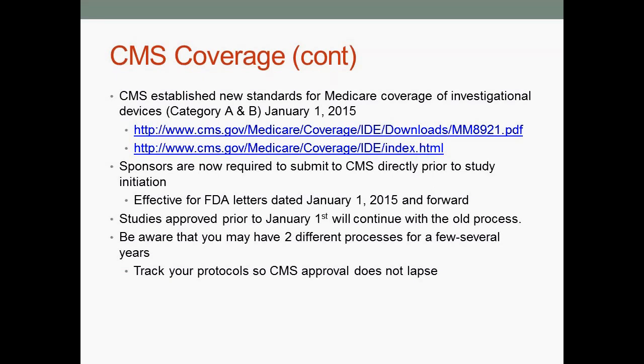You want to make sure you have a good system in place to track those 2 processes. You don't want a CMS approval to lapse. Depending on the number of studies you have or the length of your studies, you could potentially run these 2 processes for 5 or 6 years. But you want to make sure you know who is obtaining CMS coverage for your studies.